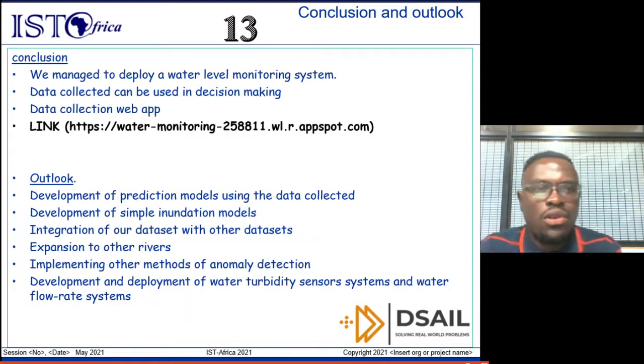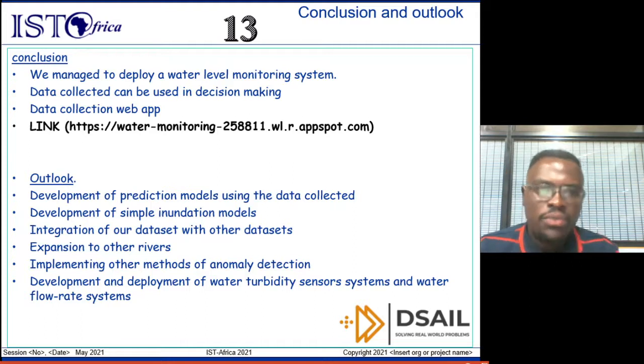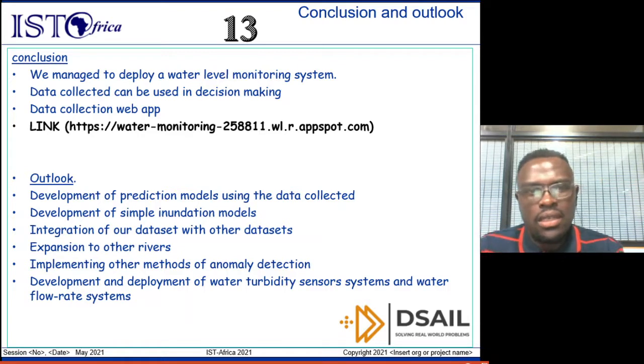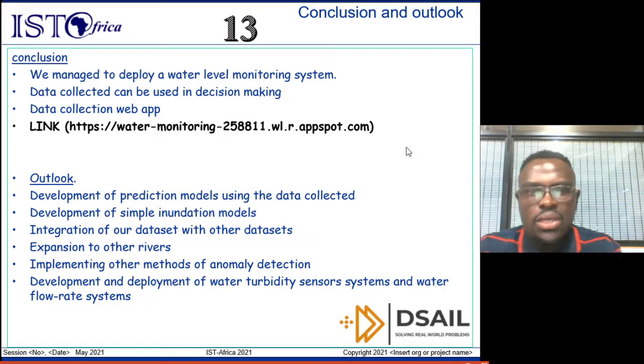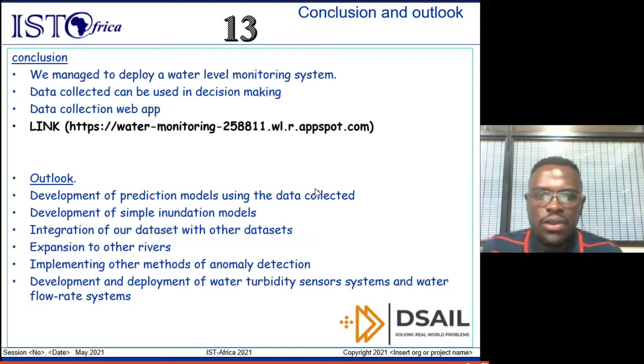So to conclude my presentation, we managed now to deploy the sensor systems. We collected the data. We did anomaly detection on the data. We are still running the catchment test to determine whether the catchment is highly degraded or is doing fine. Also, we are displaying the data on a web app. That is the link to that web app, so that you can see the data coming in from the sensor nodes. So in future, we aim now to develop prediction models to predict the water level in the river.